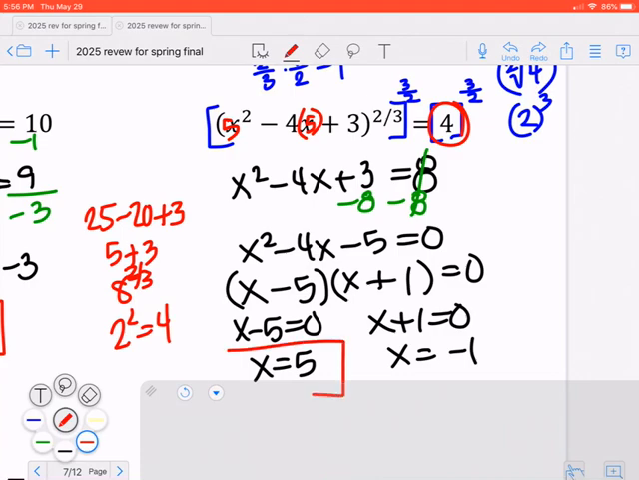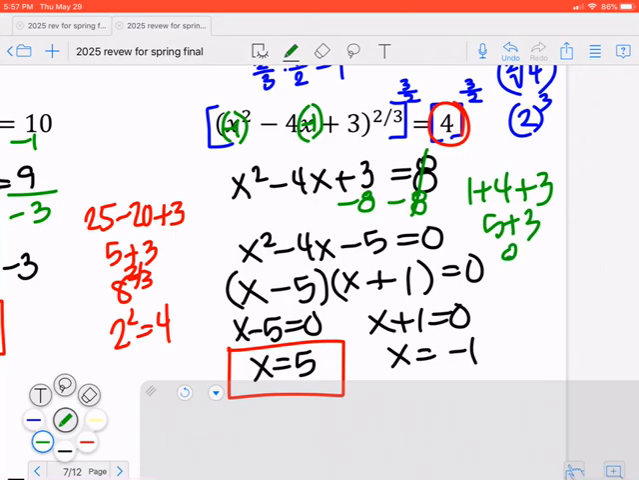So the 5 works. Now let's see if negative 1 works. I'm going to just erase that. And -1 there. So -1 squared is 1. Minus 4 times -1 would be +4. And that's 5 plus 3, and that is 8. 8 to the 2/3 we already know gives us 4, and the right-hand side is 4. So both of these are working.